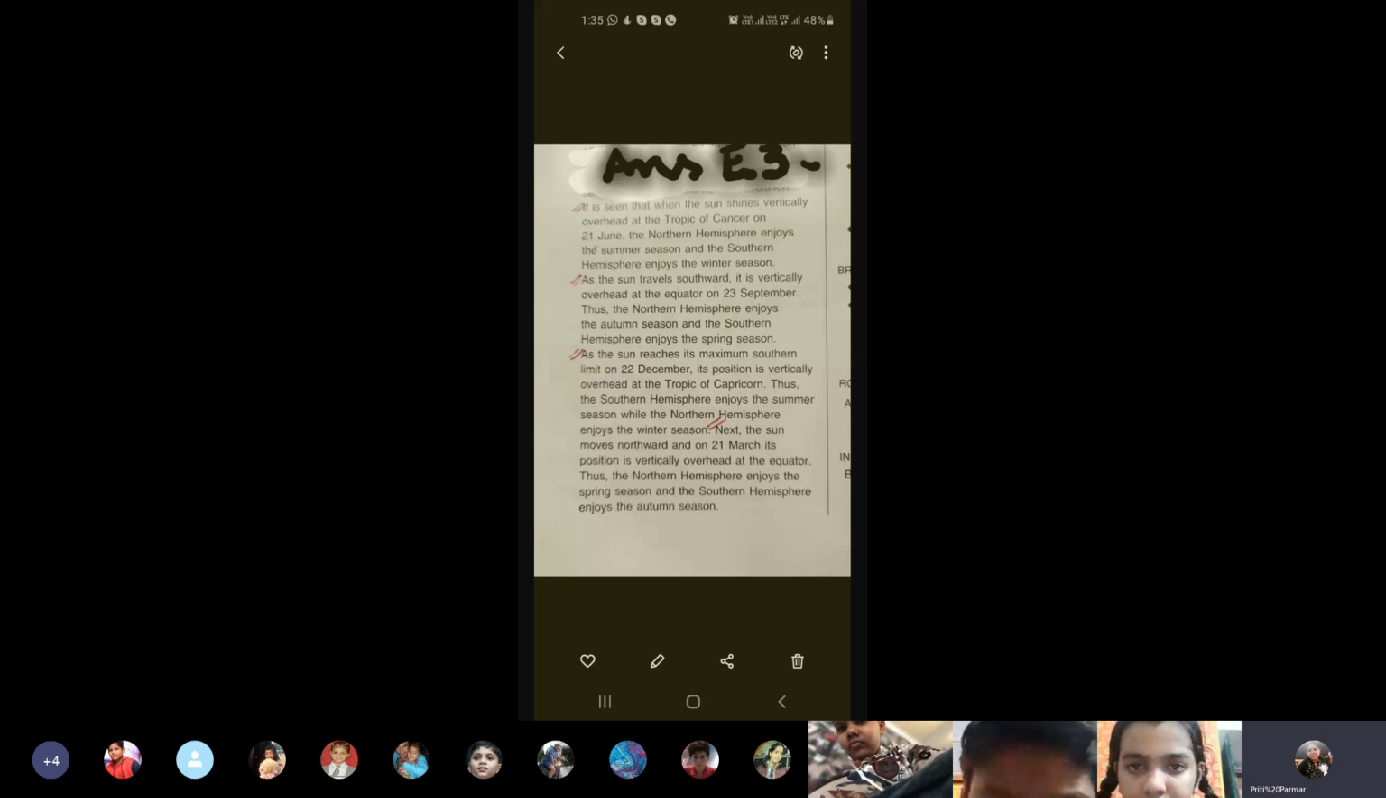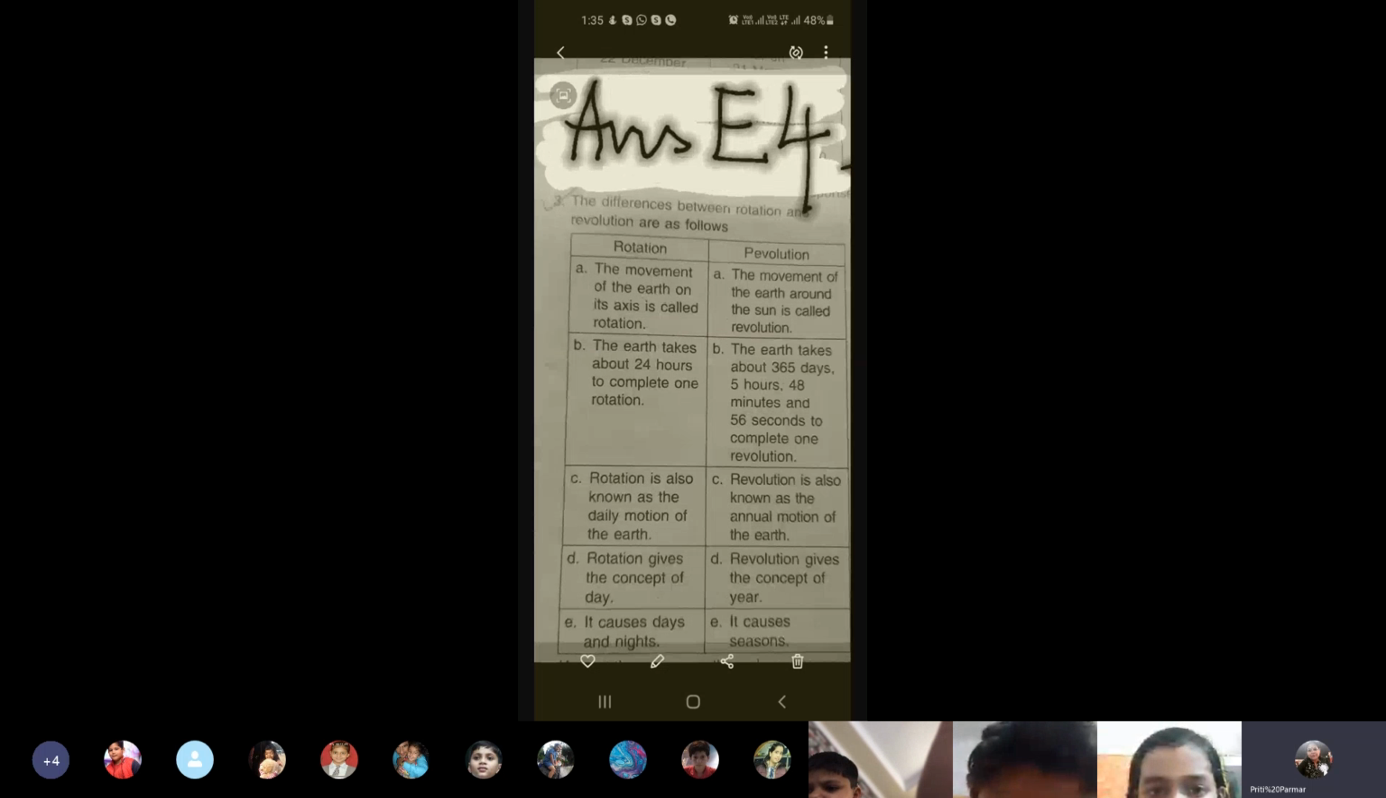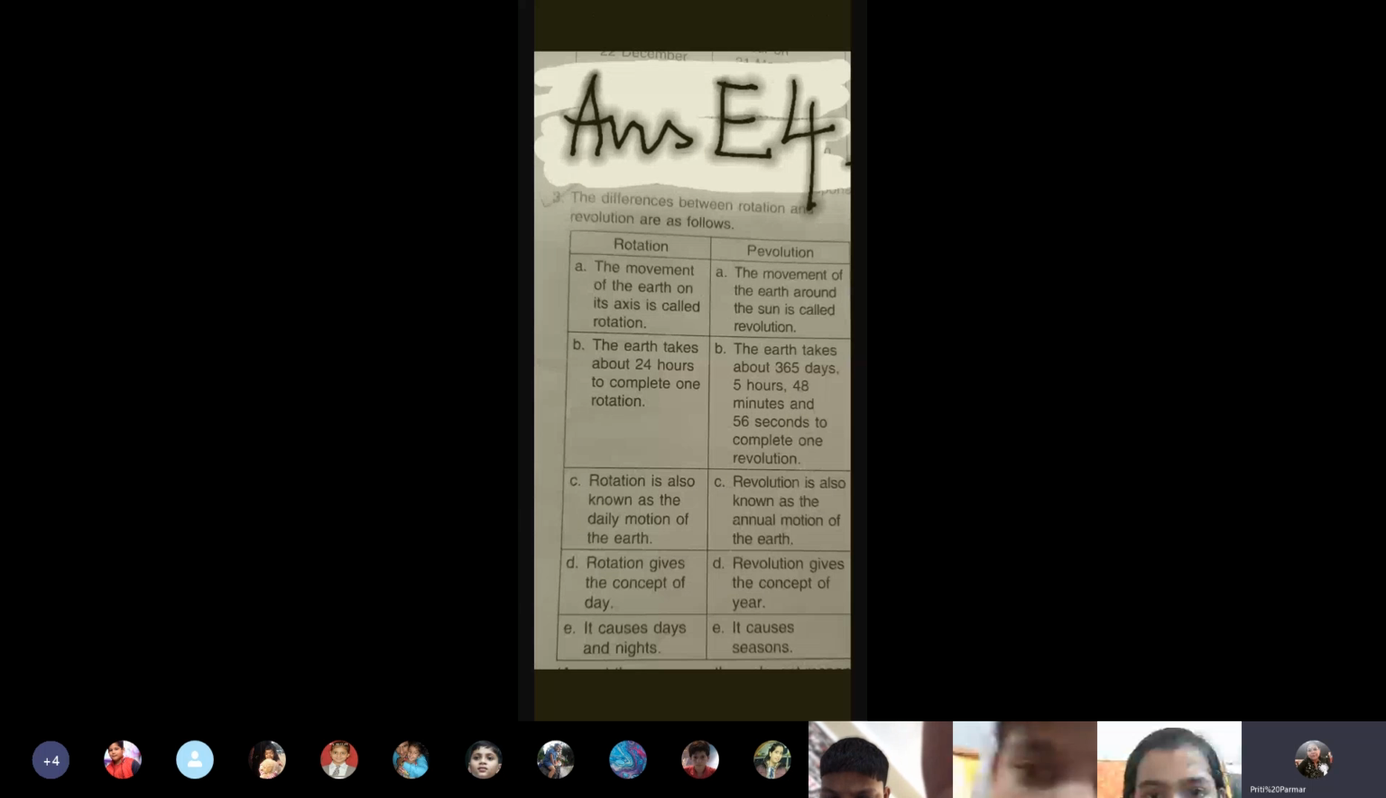Now, E4 has two parts. Differentiate between rotation and revolution. This is A. And B is summer and winter solstice. Now, A, I will be giving you right now here. Rotation and revolution. Differentiate between this. This is the A, 4A. So the answer is, you'll divide the page into two. Rotation. The movement of the Earth on its axis is called rotation. Revolution, first point. The movement of the Earth around the Sun is called revolution.